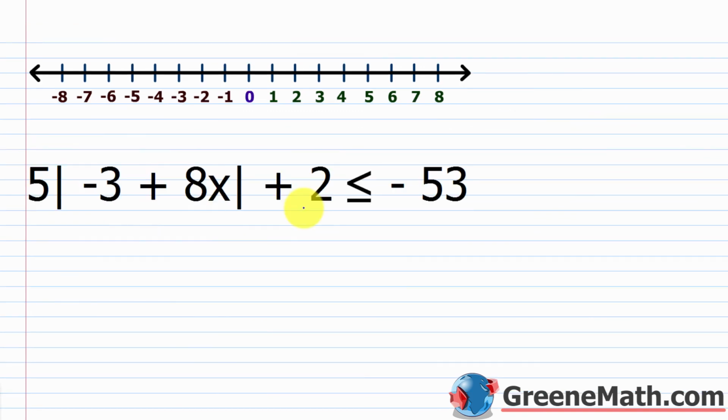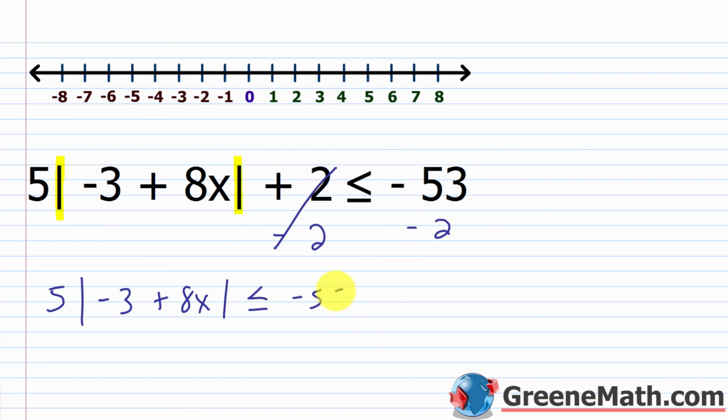For the last problem we're going to look at, we have 5 times the absolute value of negative 3 plus 8x, plus 2, is less than or equal to negative 53. So again, I want to isolate the absolute value operation first. Don't just start applying rules to stuff. That's a common mistake. So let me subtract 2 away from each side of the inequality. That'll cancel. I'll have 5 times the absolute value of negative 3 plus 8x, and this is less than or equal to negative 53 minus 2, which is negative 55.